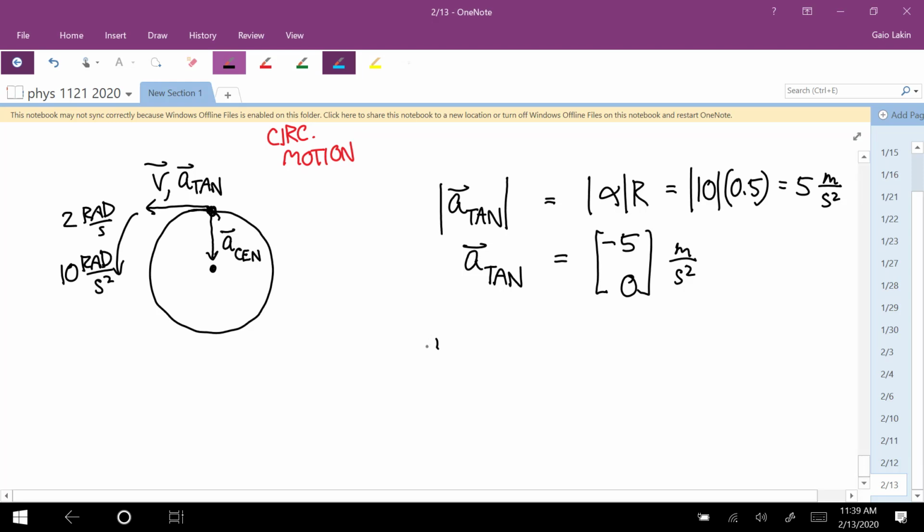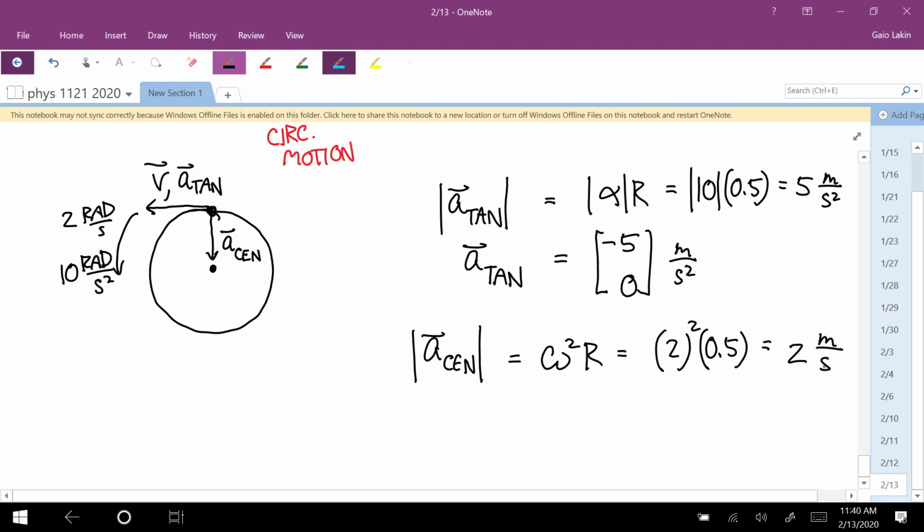The magnitude of the centripetal acceleration is omega squared times r. So that's 2 squared times 0.5, so 2 meters per second squared. That's in the negative y direction. So the centripetal acceleration is 0, -2 meters per second squared.